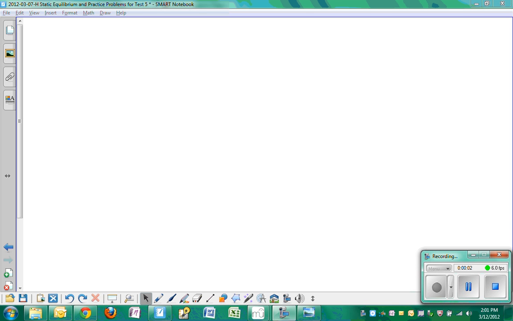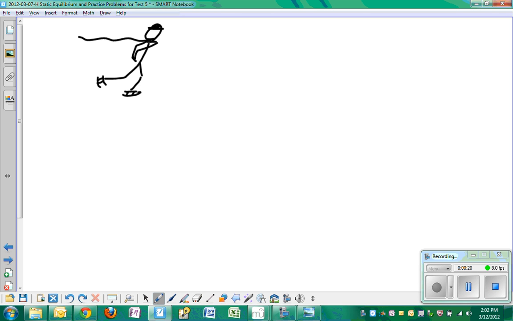All right, so now we have a skater who has an initial speed of... so let's just start drawing stuff here. We got a skater, all right, and skaters skate. You know, do that little hands behind their back thing. All right, so here's the skater.